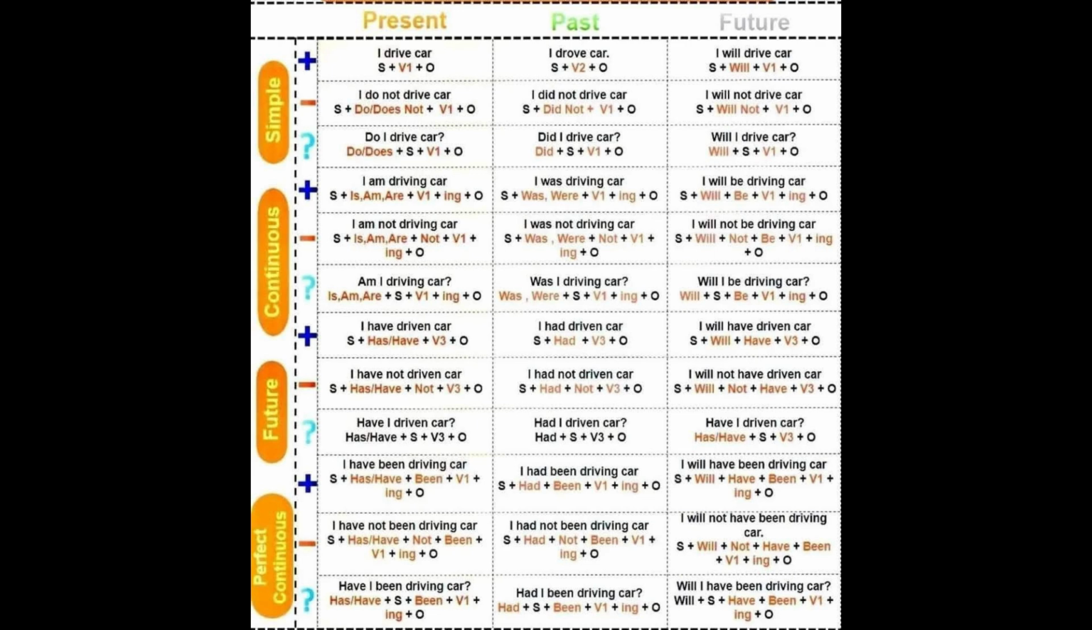Moving to past simple, we say, I drove a car. The verb changes to V2. For negatives, I did not drive a car. And for questions, did I drive a car?